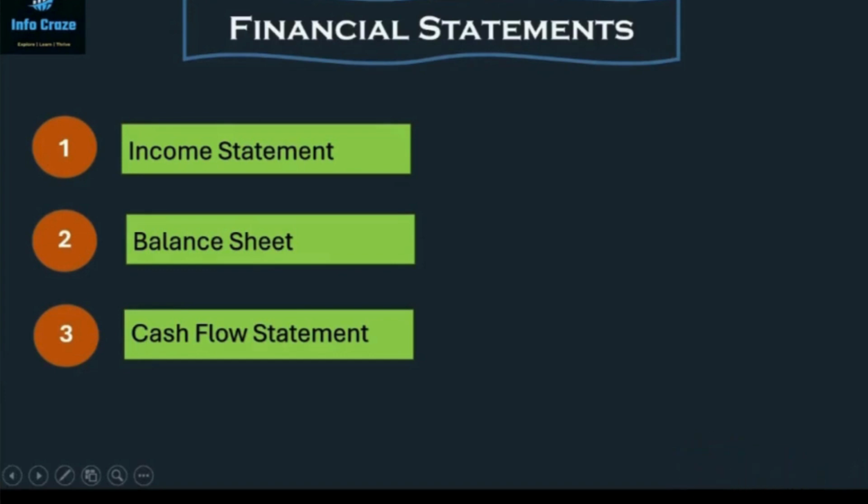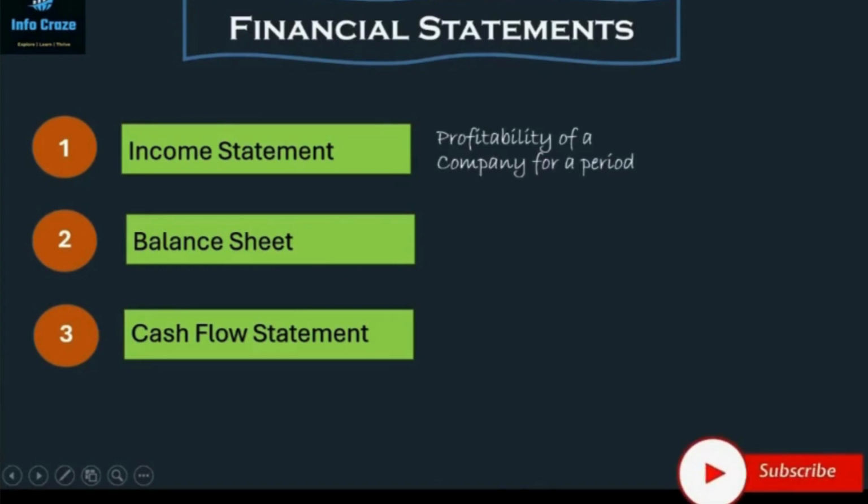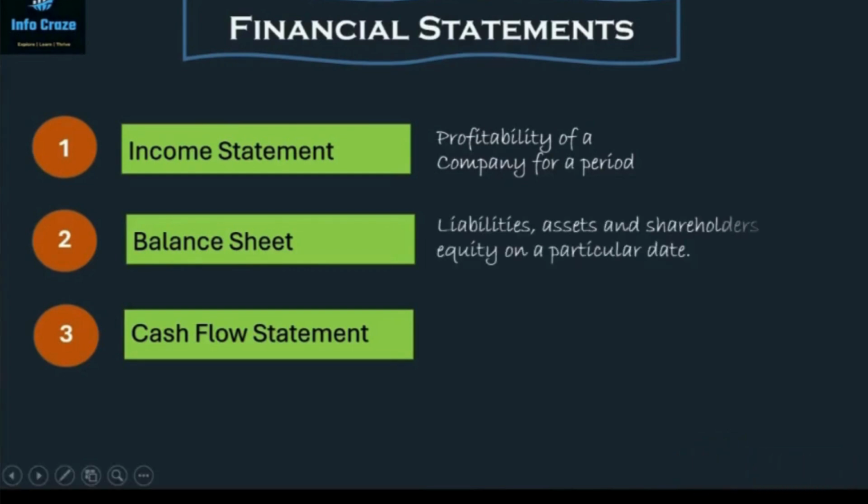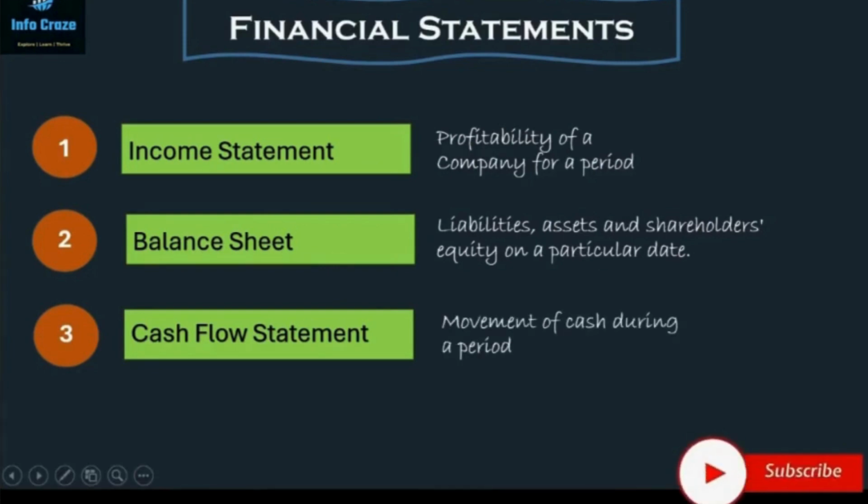So what is an income statement? The income statement shows the profitability of a company for a period, whereas the balance sheet shows the liabilities, assets, and shareholders' equity on a particular date. And the cash flow statement finally is the movement of cash during a period. It shows how the cash inflow and outflow have happened during a particular period. So, if you see, these three statements are very important for any company to monitor their financial records.